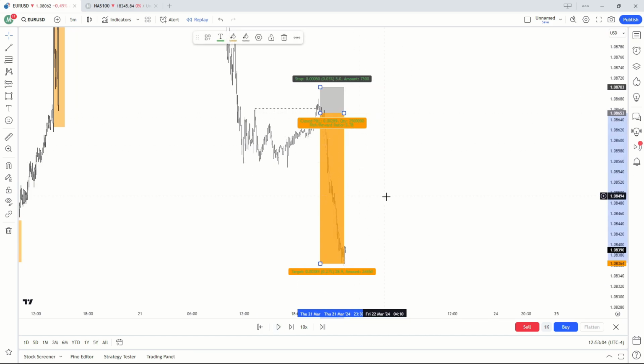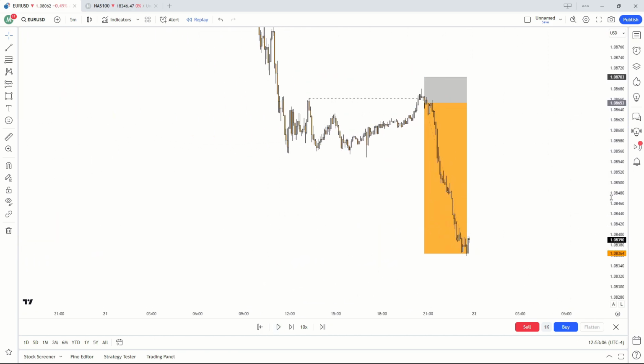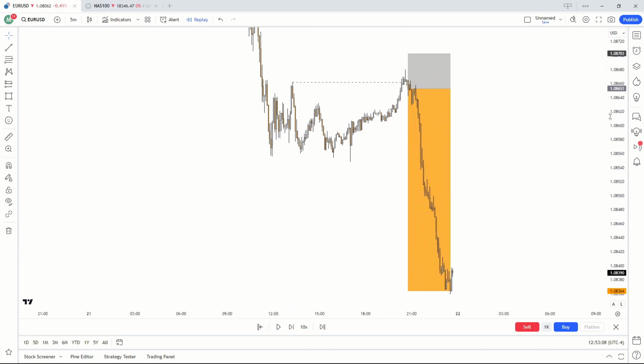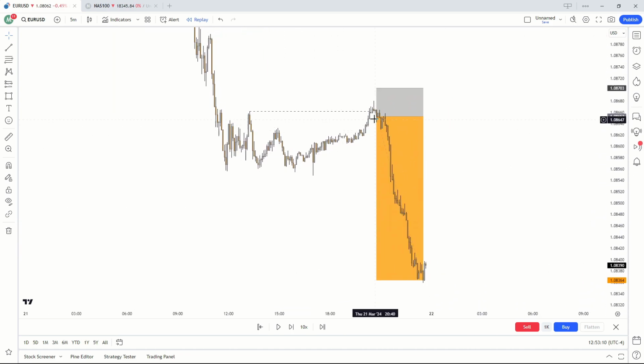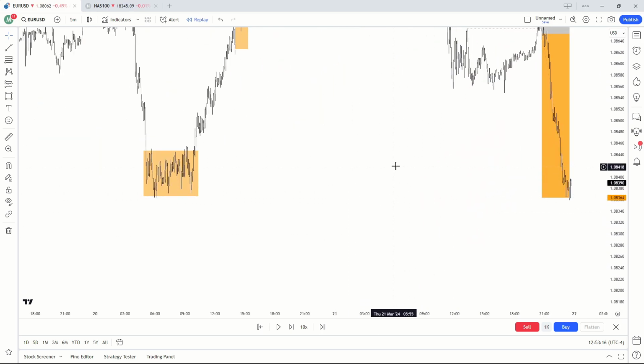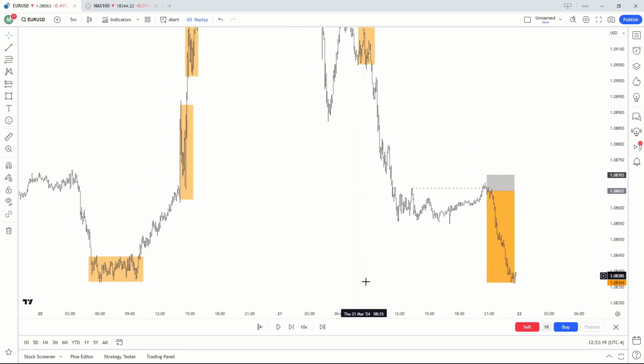Now, this is a very, very abrupt move, and now you can begin to see why this is ICT's favorite strategy to use. So we do get that tap, no drawdown from the engulfing candle, and we push down abruptly all the way down to the original consolidation. This strategy literally works like magic.